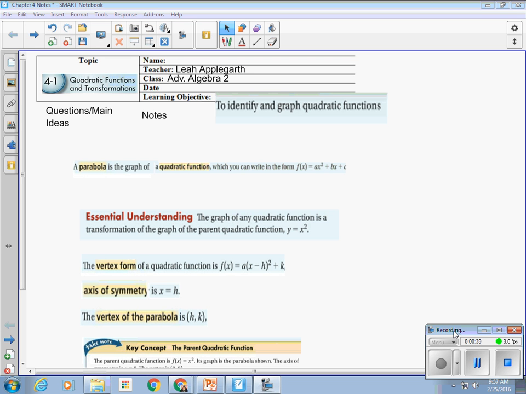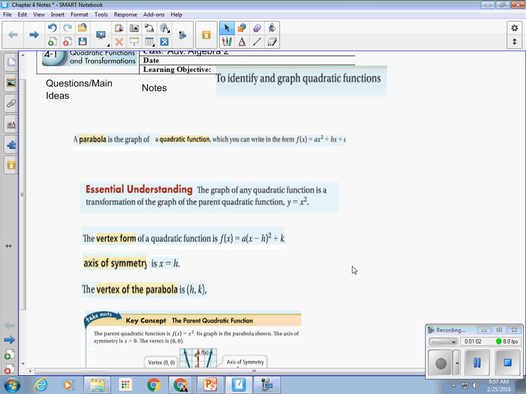Okay, so our essential understanding, which you do not have to write down. You do have to write these two definitions down. The graph of any quadratic function is a transformation of the graph of the parent quadratic function, y equals x squared. So any other quadratic function, any function with the x squared in it, is just a translation of the parent function y equals x squared.